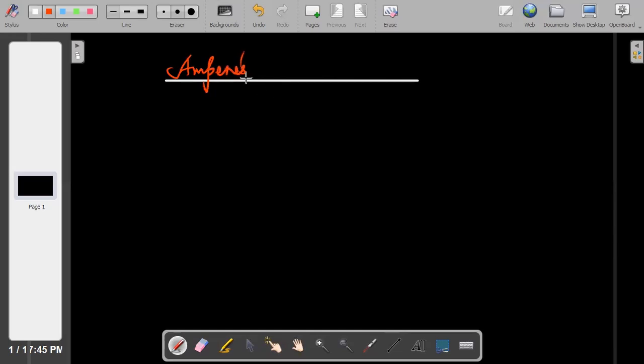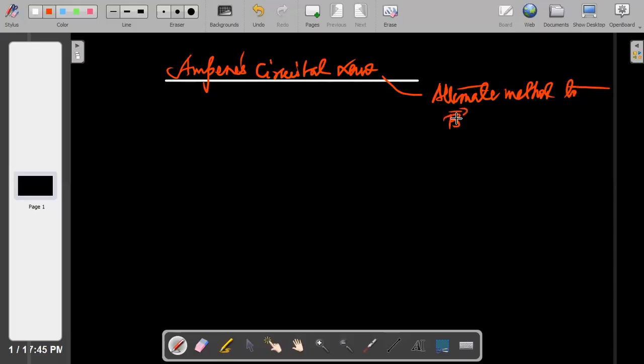Ampere's circuit law. What is Ampere circuit law? So this is actually an alternative method to find the magnetic field B. Apart from the basic method, we started from Biot-Savart law. So this is an alternative method, without doing Biot-Savart law, to find the magnetic field, right?